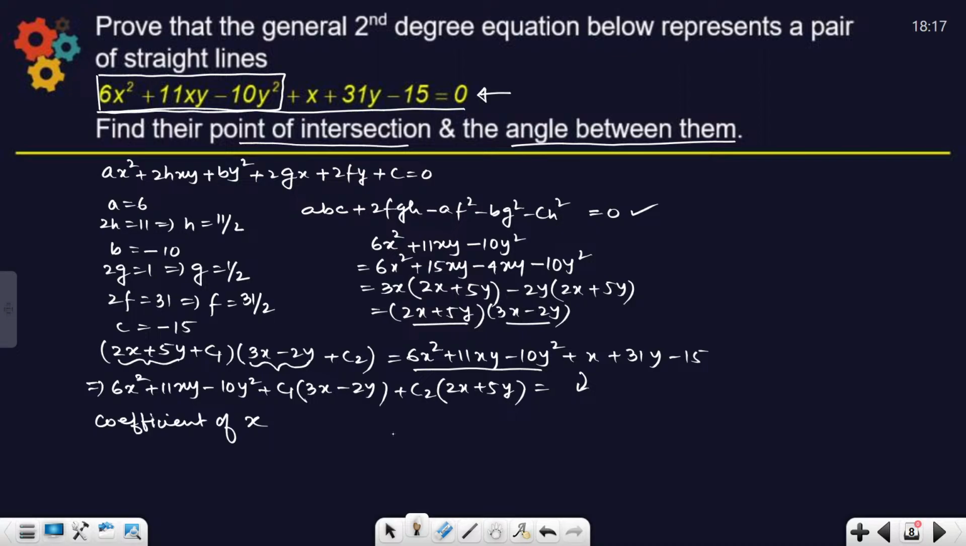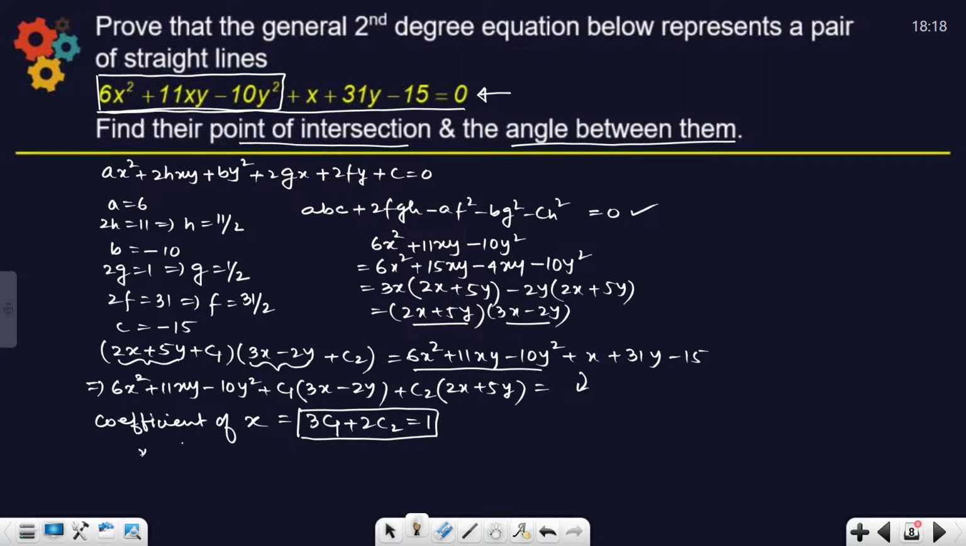Because you see there are two unknowns to you. One is your C1, another one is C2. This you have to find out. So I need at least two equations to find out C1 and C2. So two equations we will get. Find out what is the coefficient of x in the left hand side. Coefficient of x will be 3C1 and 2C2. Okay. And what is the coefficient of x in the right hand side? Which is equals to 1. So this is one equation that we got.